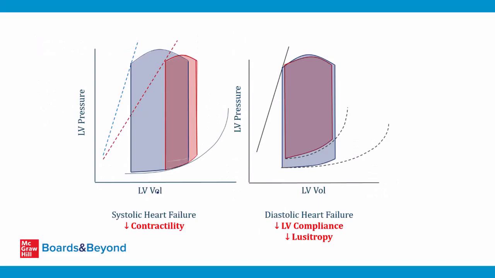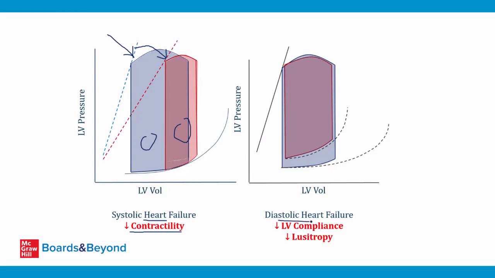Let's talk about some other differences between systolic and diastolic heart failure. So in the video on pressure volume loops, I talk about this line right here, this dashed blue line, which is the end systolic pressure volume relationship. In a patient who has systolic heart failure, the primary problem is a decrease in contractility of the left ventricle. That moves this line like this over to the red dashed line, and that changes the pressure volume loop from the blue loop here to the red loop here.